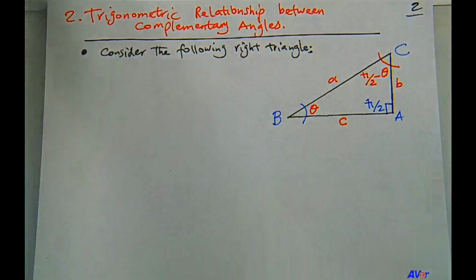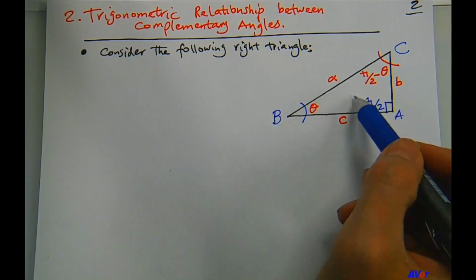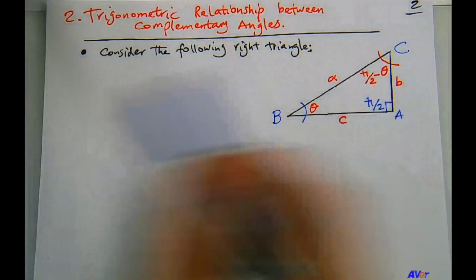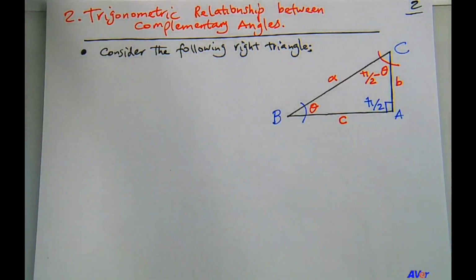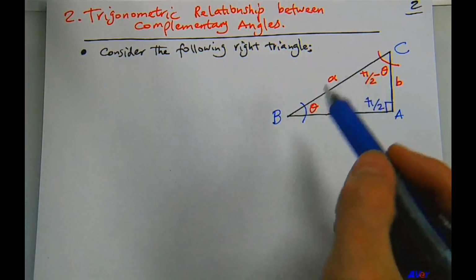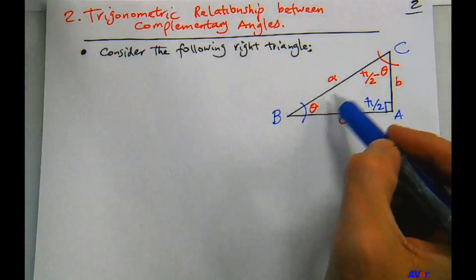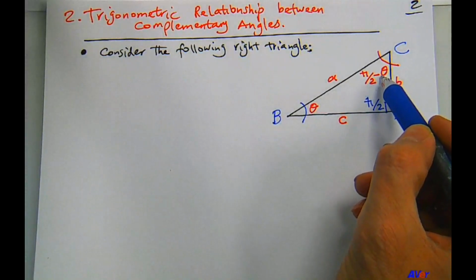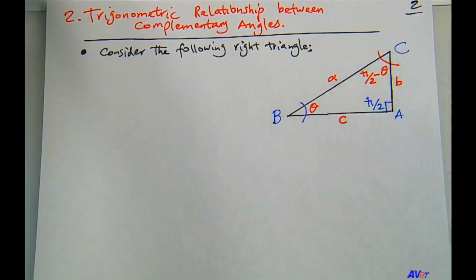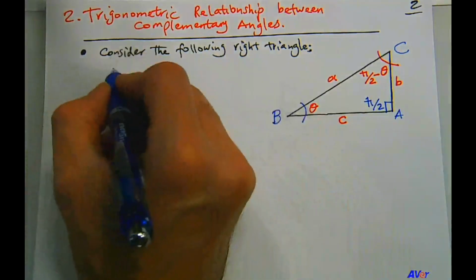Okay, so given this labeling, we should be okay now to discuss those relationships. So in this triangle, given the discussion we just had about complementary angles, we know that theta and pi over 2 minus theta are complementary angles, right? So let's write that down.